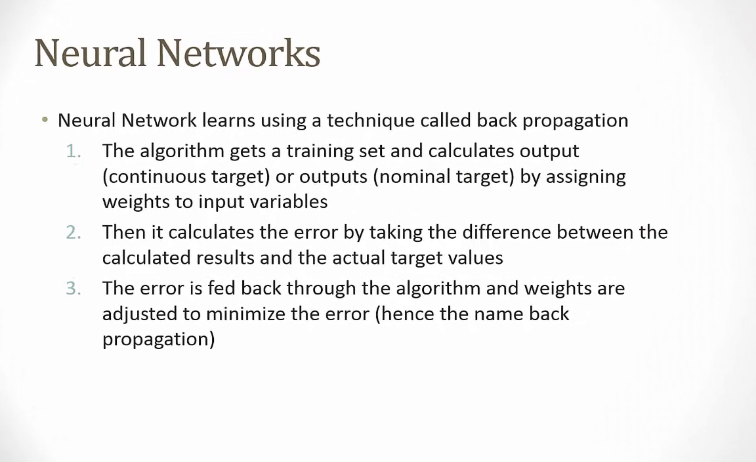As you know, we do not really get into the details of algorithms, especially predictive algorithms. But here is a 10,000 feet view of how the neural networks algorithm works. It uses a technique that is called backpropagation, and here's how it works. In the first step, the algorithm uses the training dataset and calculates the output for the continuous target, or the distinct outputs for the nominal or categorical target, through assigning weights to input variables.